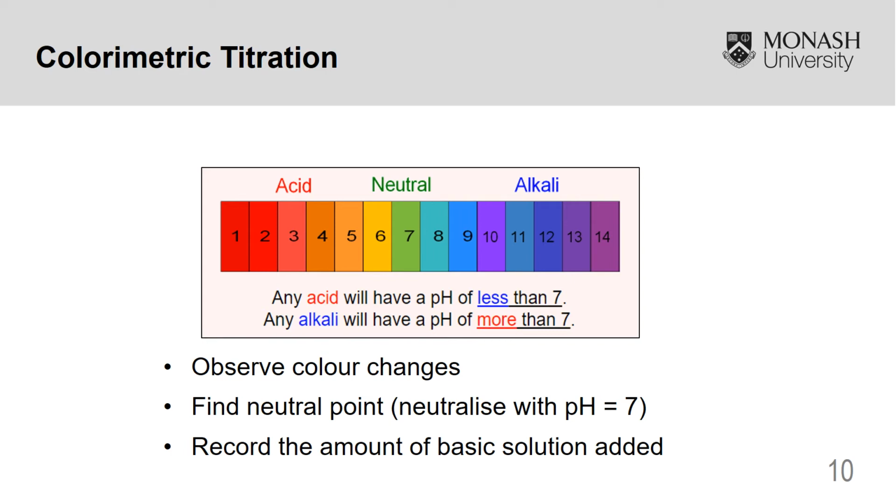At first, the mixture should appear a straight color. Upon adding the basic solution into the mixture, the pH of the mixture will increase, leading to the change in color of the universal indicator. Then, the experimenter is required to record down the amount of basic solution added to neutralize the acid.